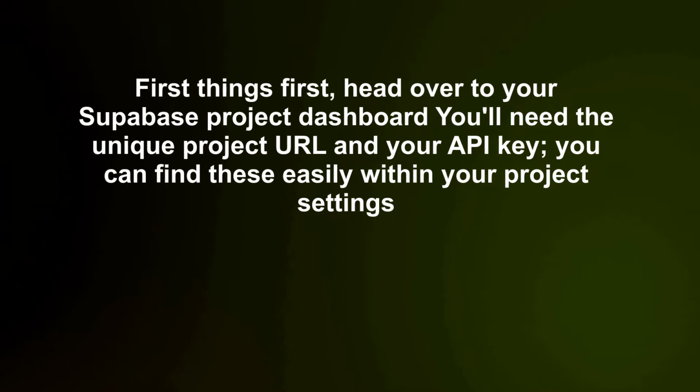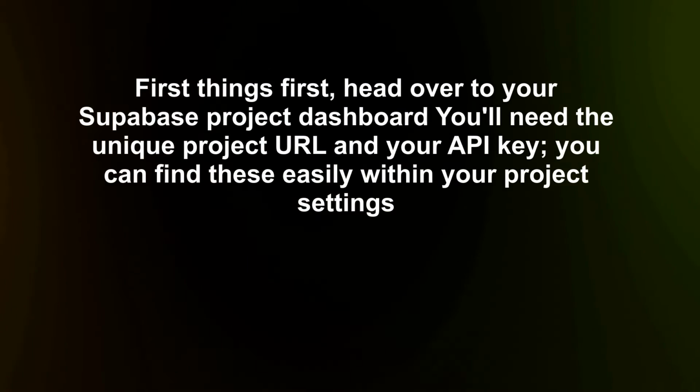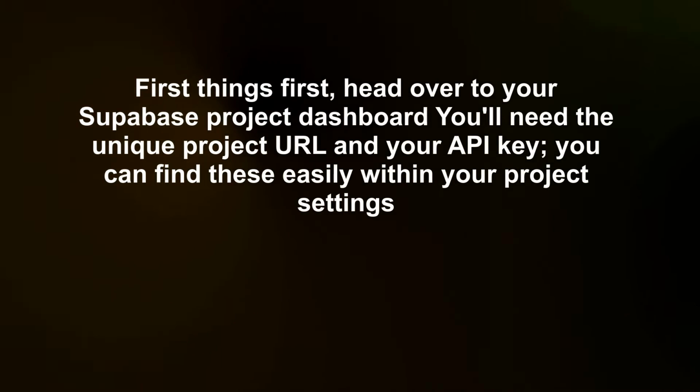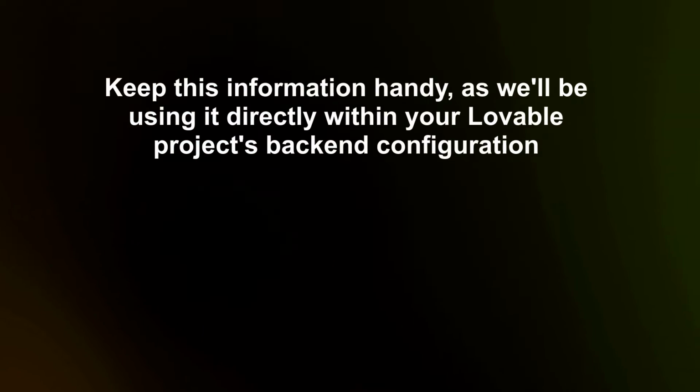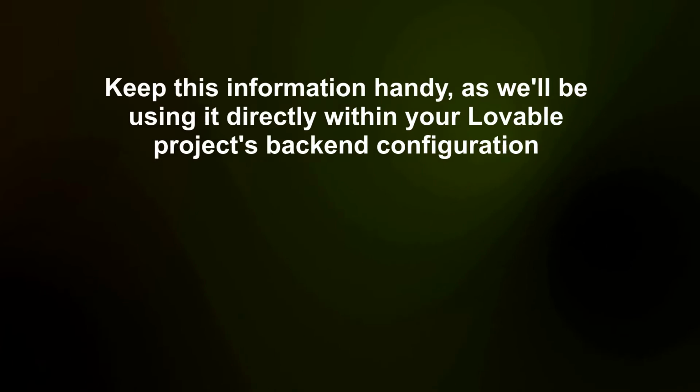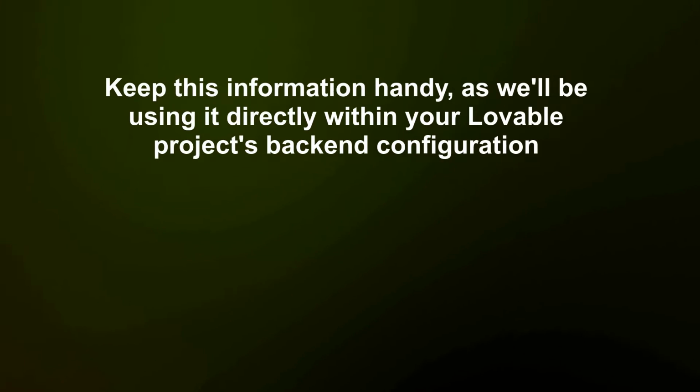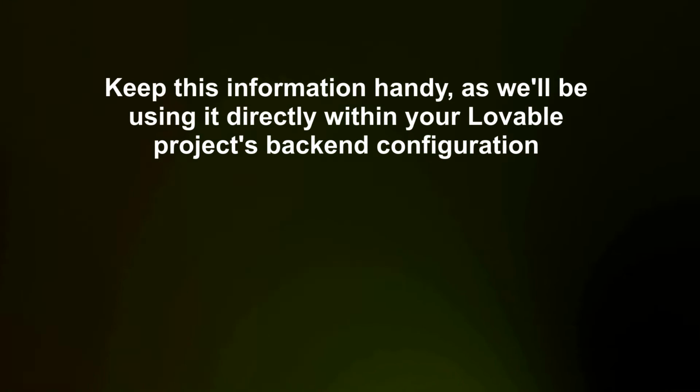First things first, head over to your Supabase project dashboard. You'll need the unique project URL and your API key. You can find these easily within your project settings. Keep this information handy, as we'll be using it directly within your Lovable project's backend configuration.